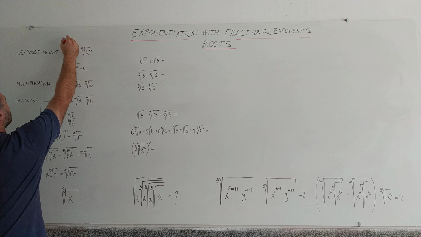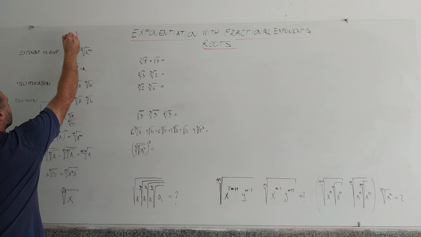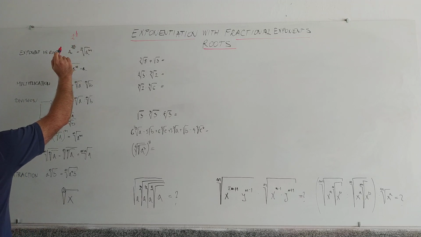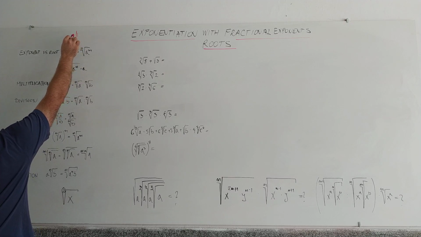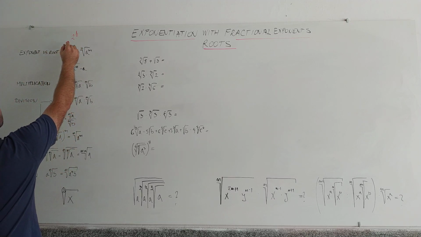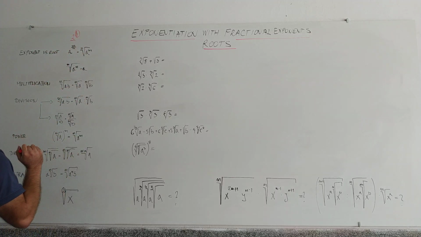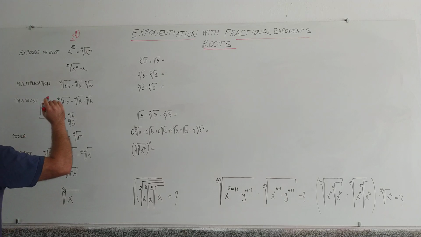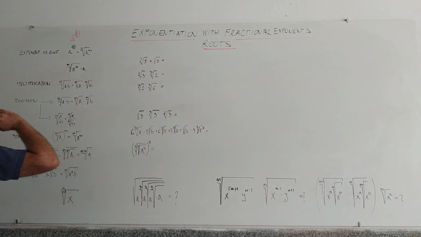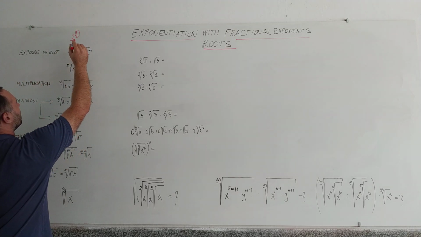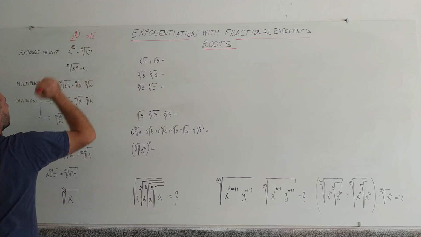If we write something like this, we write 2 on power of 1/2. Okay, 2 is base and 1/2 is exponent. We can transform this exponential form to root form.